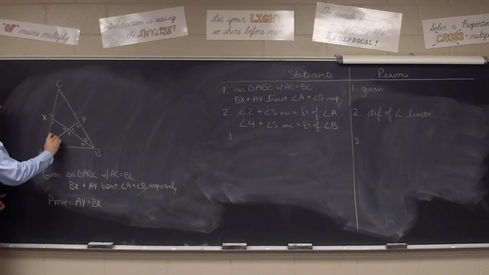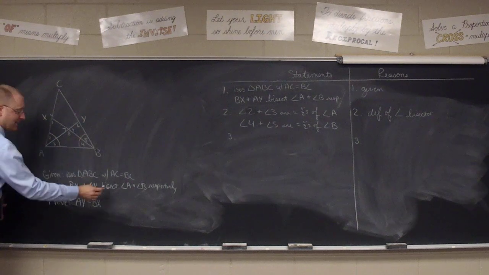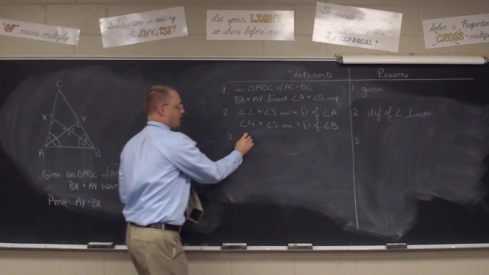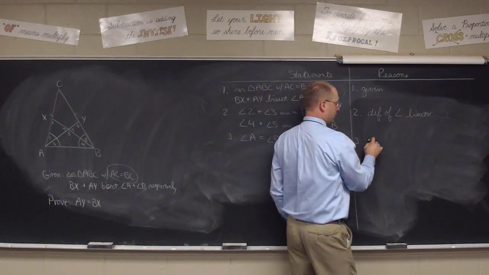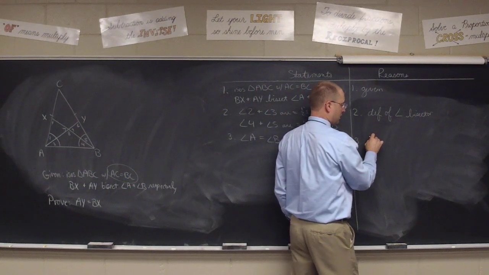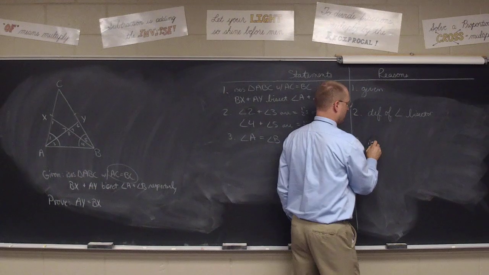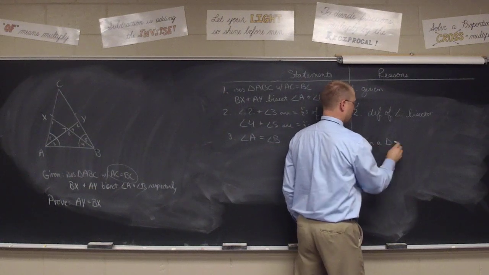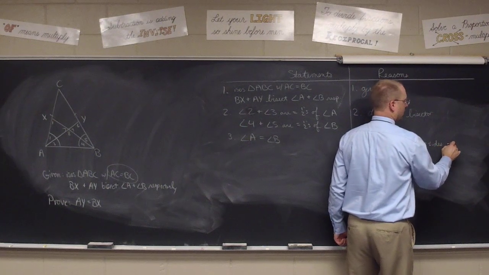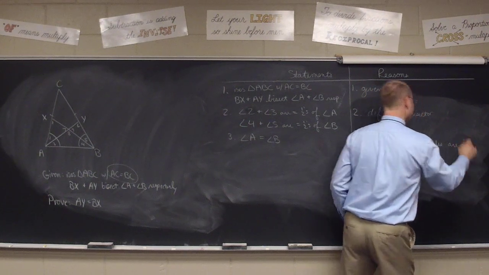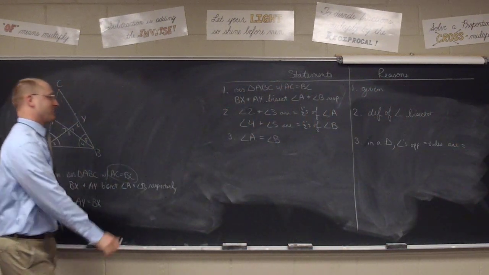Angle A equals angle B, right? We got two equal sides, equal angles. So let's say that angle A equals angle B because, Noah? In a triangle, angles opposite equal sides are equal. There we go. In a triangle, angles opposite equal sides are equal.